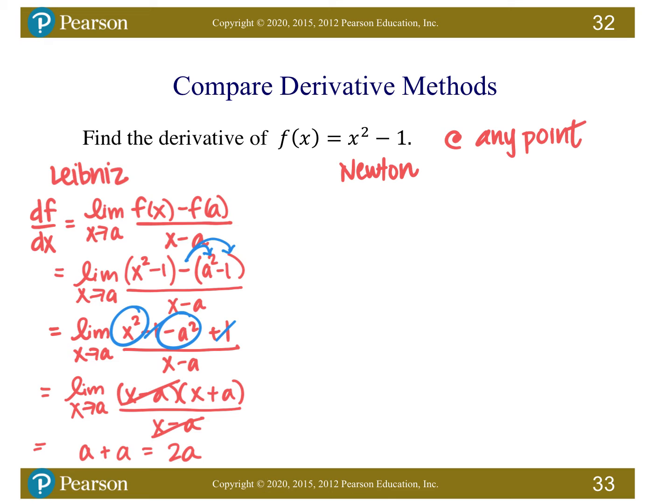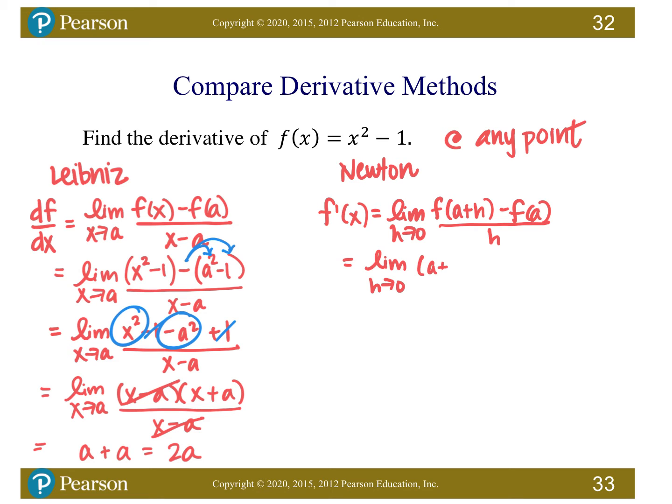So for Newton, we would do f prime of x. And his would be set up with the x plus h. So limit as h approaches 0. We would set his up as f of a plus h minus f of a, over h. So that represents any point. Not a specific point, but any point. And so for Newton's, we would end up with a plus h quantity squared minus 1, minus a squared, just plain a squared, plus 1.